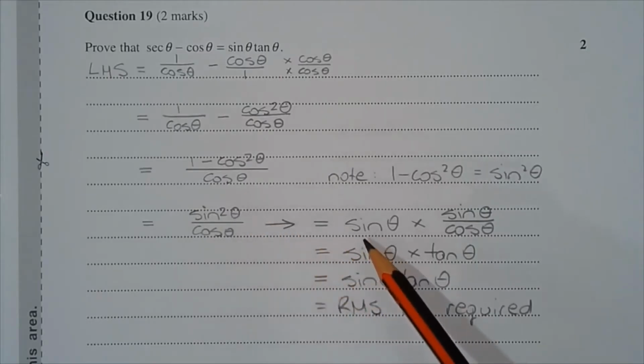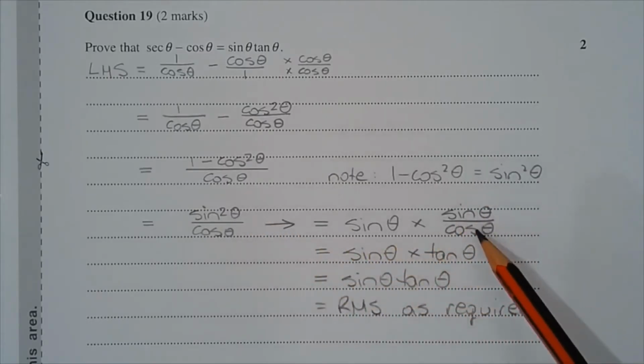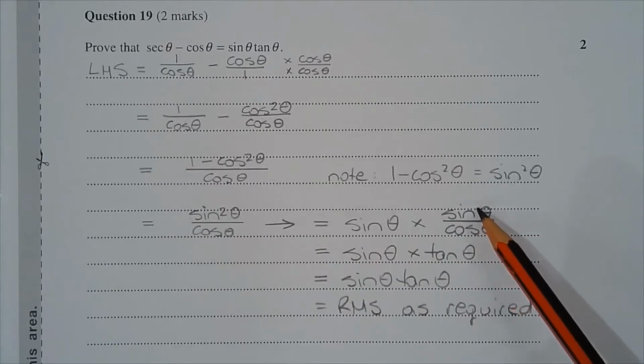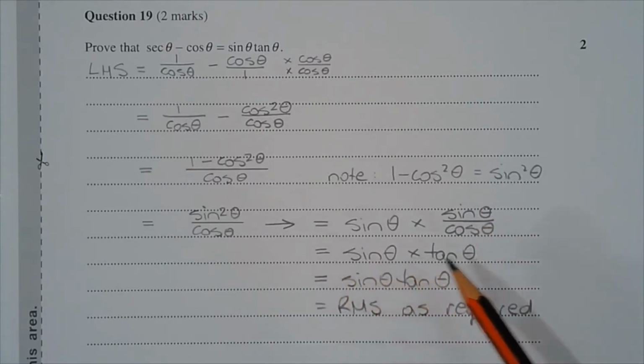Now sine squared theta is sine theta multiplied by sine theta. So that's equal to sine theta multiplied by sine theta over cos theta. And sine theta over cos theta is equal to tan theta. So that equals sine theta multiplied by tan theta, which equals sine theta tan theta, which equals the right hand side as required.